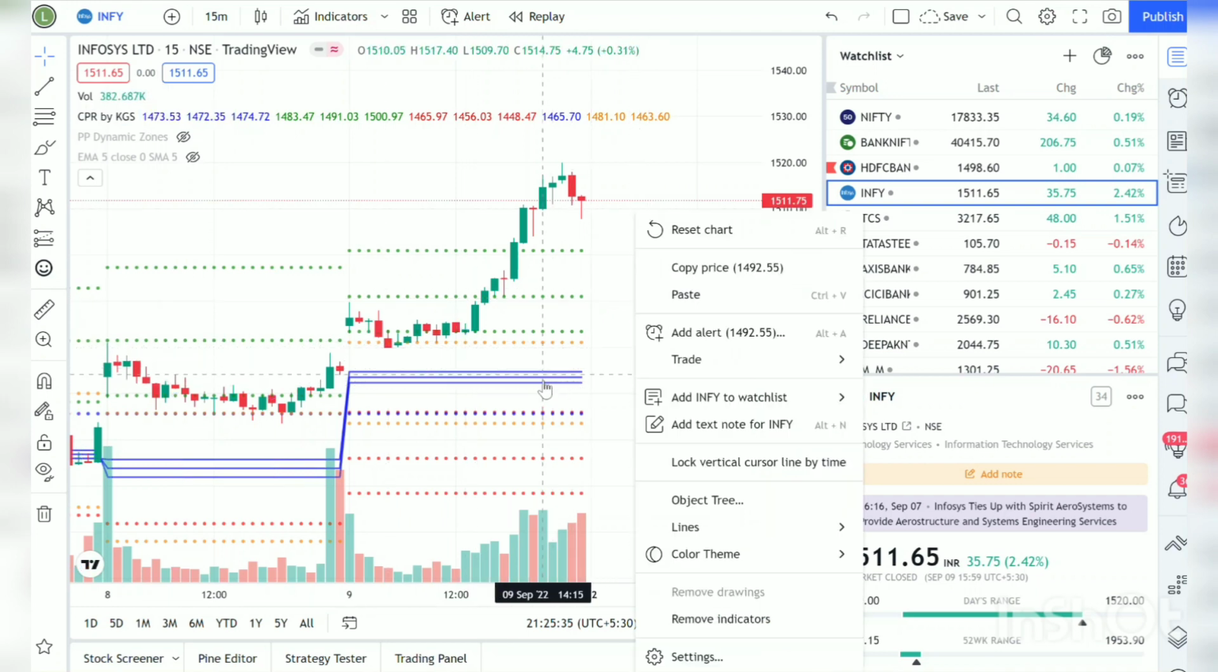So the central area is this one, these lines indicate the central pivot area. Okay, and as we spoke, this is the previous day high, which is mentioned in yellow color or orange color, you may call it anything.